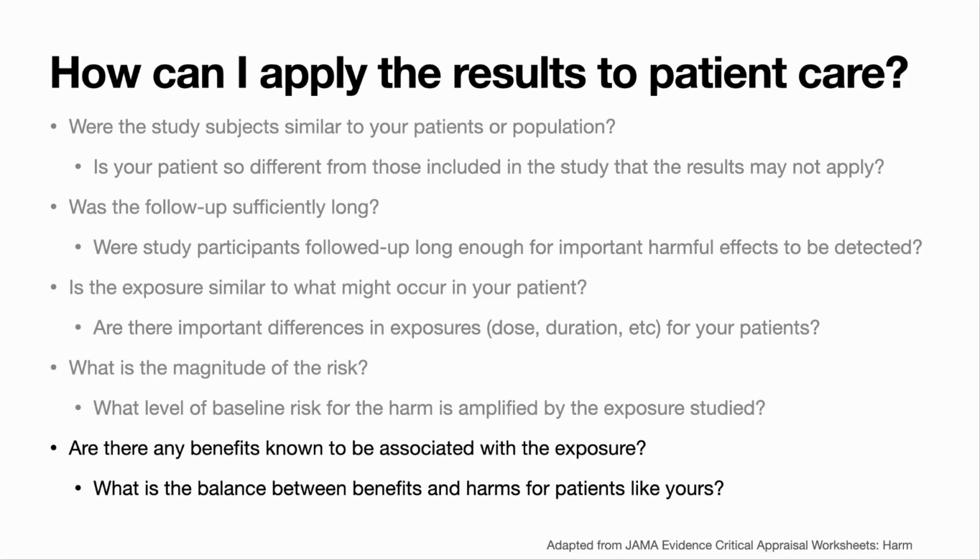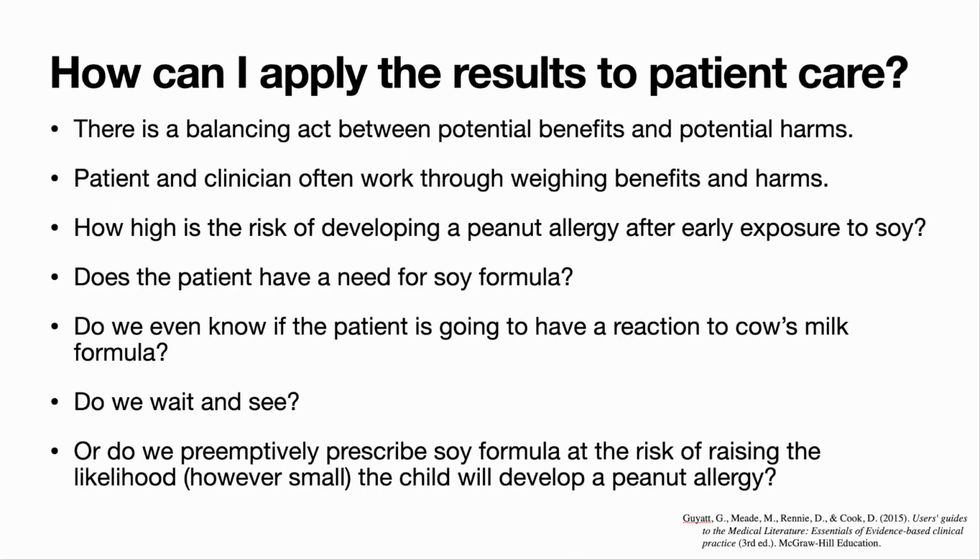So we have to ask then, are there any benefits known to be associated with the exposure? What is the balance between benefits and harms for a patient like yours? So there is a balancing act between potential benefits and potential harms. The patient and the clinician often work through these benefits and harms, and we weigh the pros and the cons. So in this case, we have to ask, how high is the risk of developing a peanut allergy after early exposure to soy? And we said it was kind of a low to moderate risk.